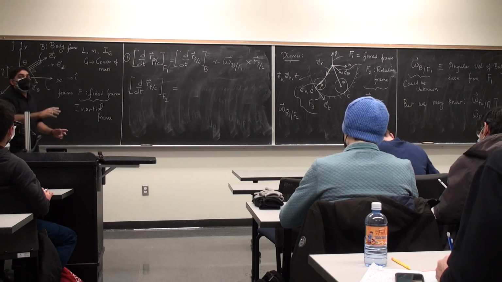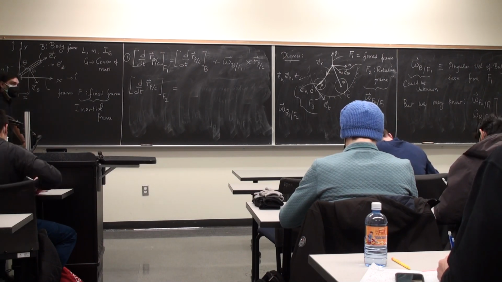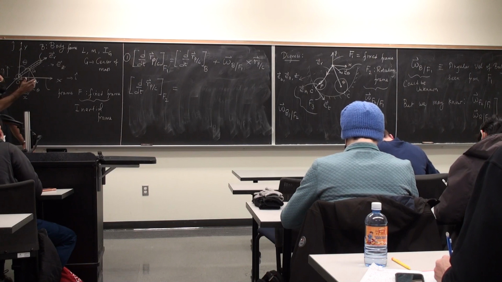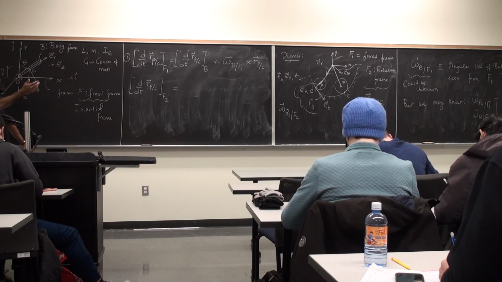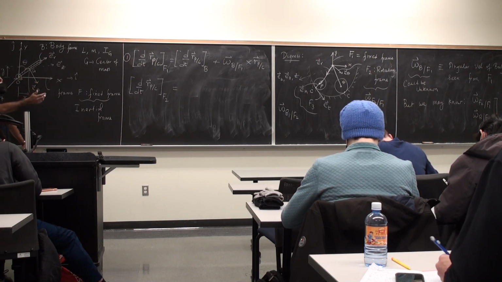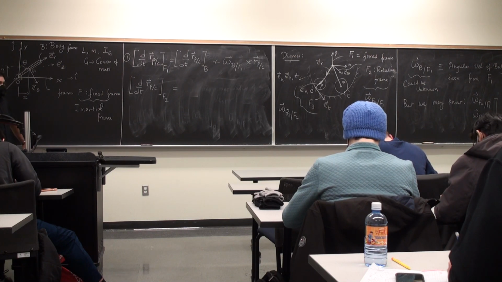Can somebody help me write this out? Suppose I want to take the rate of change of this vector R from P to C, or C to P, with respect to the frame F2. What could I do?